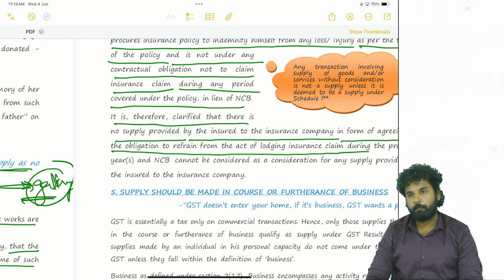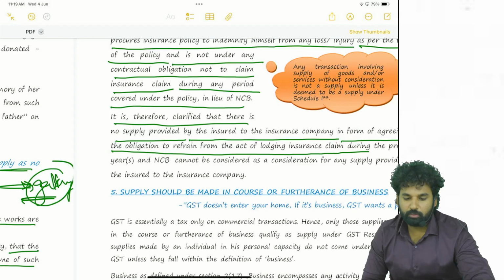Supply by whom? Supply by a charitable institution. Next, artwork sent to galleries. While sending artwork to the galleries, there is no such supply. While the parties are coming to the gallery and purchasing something, then there is a supply.